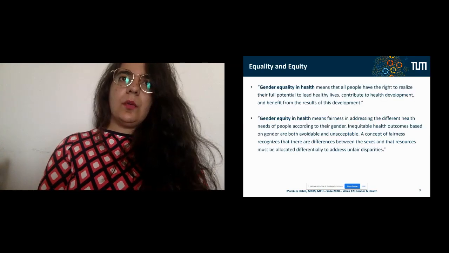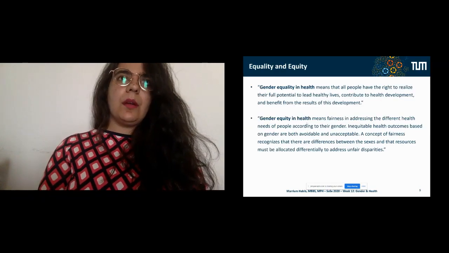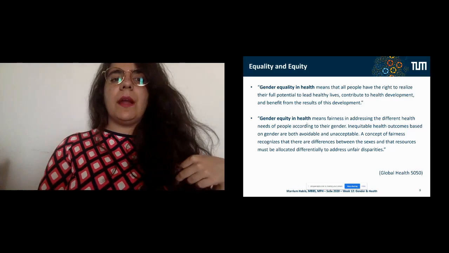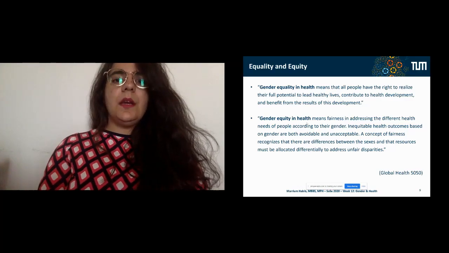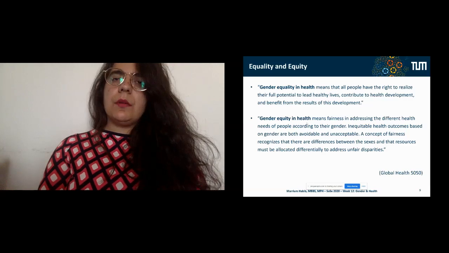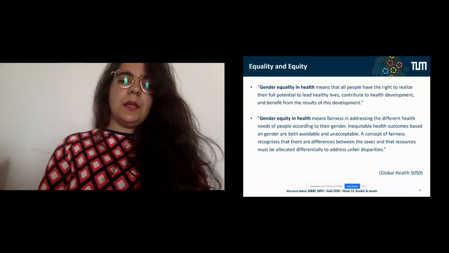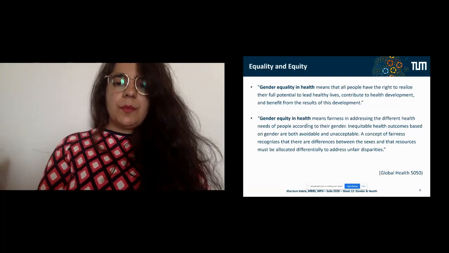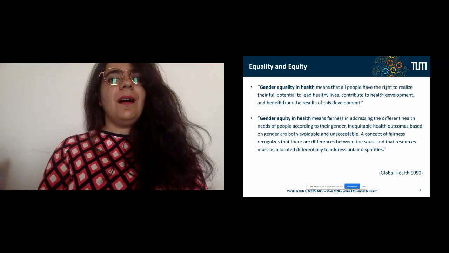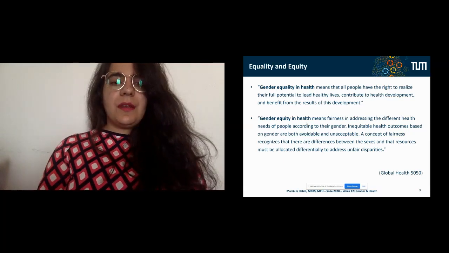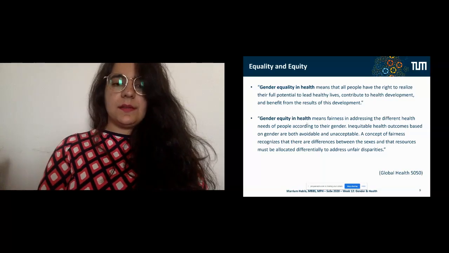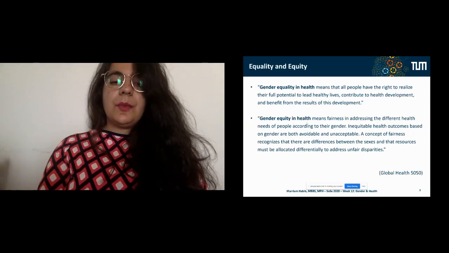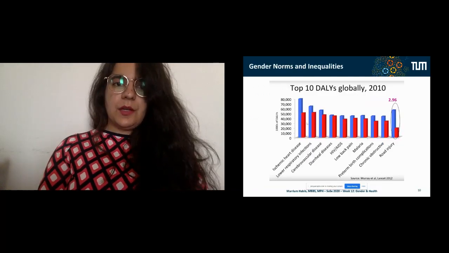When speaking about gender equality and gender health, we must speak a bit about equality and equity itself. Gender equality in health means that all people have the right to realize their full potential to lead healthy lives, to contribute to health development, and benefit from the results of this development. Gender equity in health means fairness in addressing different health needs of people according to their gender. We must remember that inequitable health outcomes are unacceptable, but a concept of fairness recognizes that there are differences between the sexes and resources cannot always be allocated equally, but sometimes have to be allocated differentially to address unfair gender disparities.